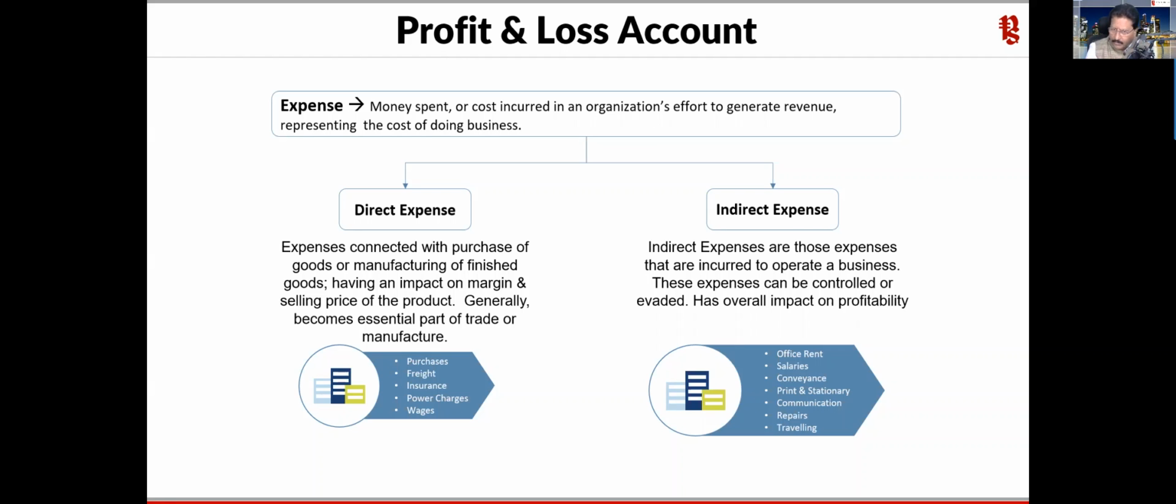Okay. So office rent, wages that you pay to your employee in the factory, we just discussed that that is a direct cost. The salaries that you are paying to your employee for operating your business are your indirect expenses. So conveyance, printing and stationery, all your telephone expenses, repairs, travel, and so many other things are there, right? So these are your indirect expenses.